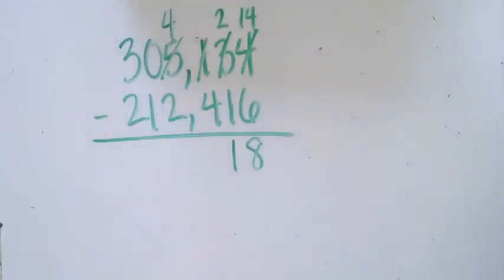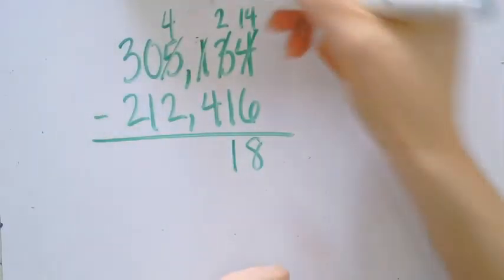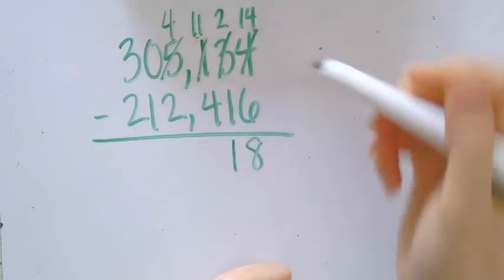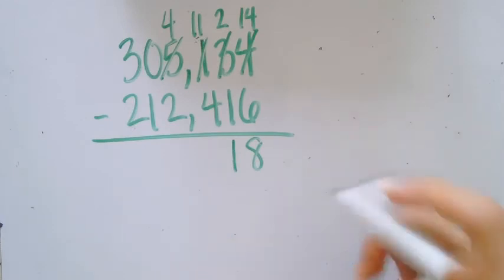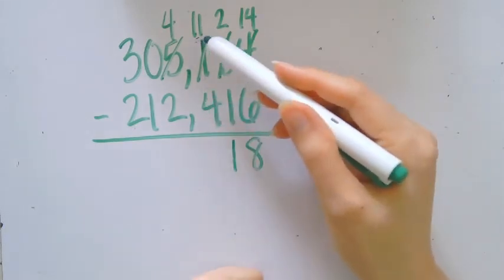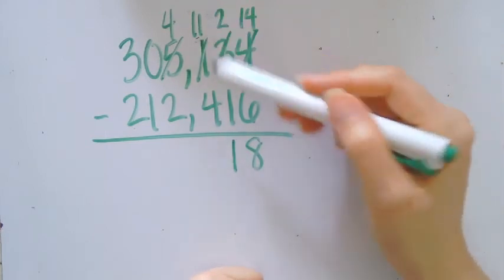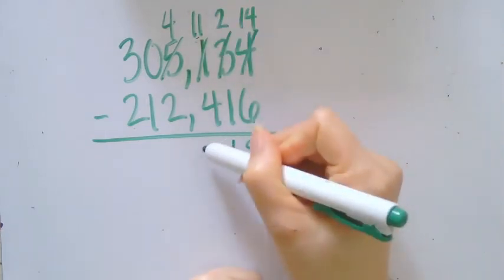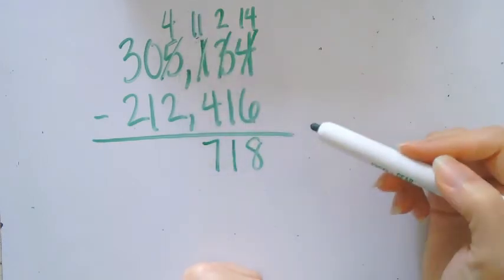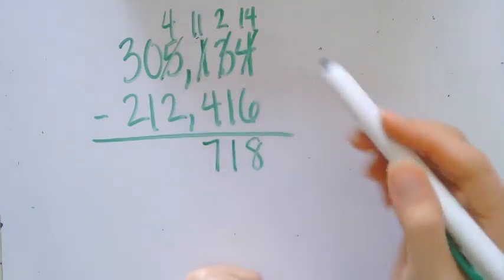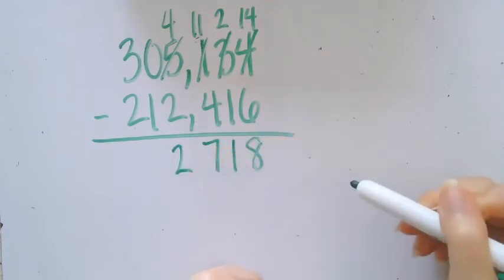Mistakes happen to every single one of us. What you do in that moment makes up who you are. It's okay to make mistakes. Moving on. Can I take 4 away from 11? Yes. 11 minus 4 is 7. Can I take 2 away from 4? Yes. 4 minus 2 is 2.